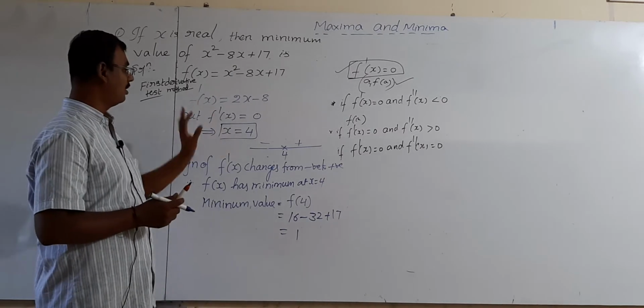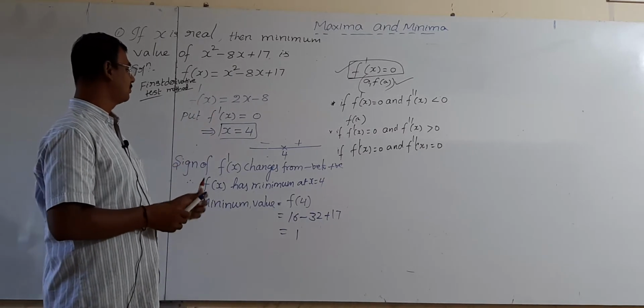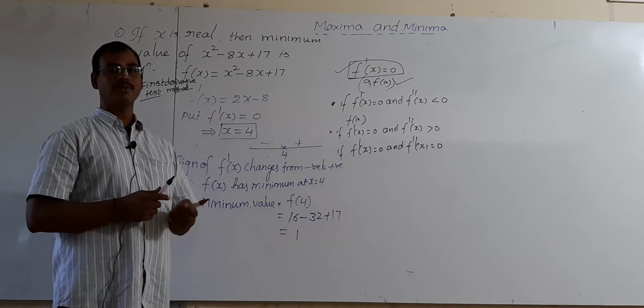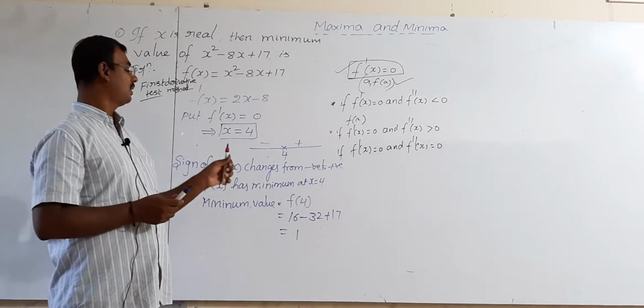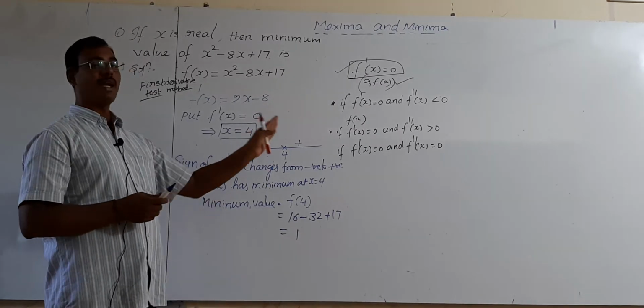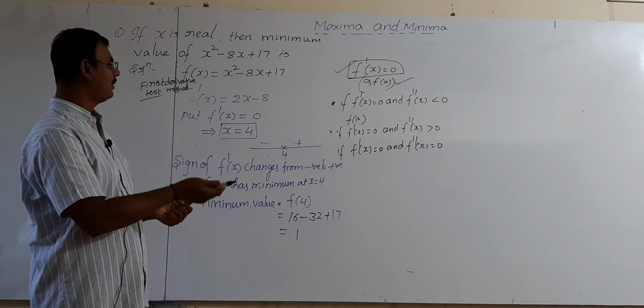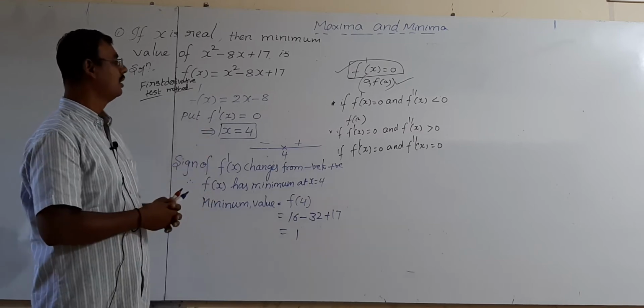So this is the derivative test. If the sign of f'(x) changes from positive to negative, what do you call? It has a maximum at x equal to 4. The maximum value equals f(a), that is finally substituted here.